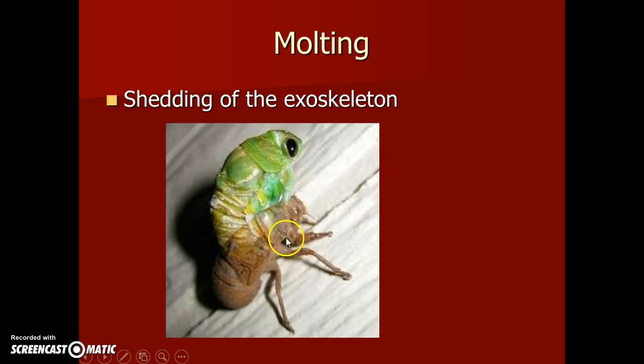Molting is when an insect has to shed its exoskeleton because it's growing. It's the only way it can grow. So here's the cicada again, and it is molting, getting rid of its exoskeleton because it's going to be a little bit bigger.